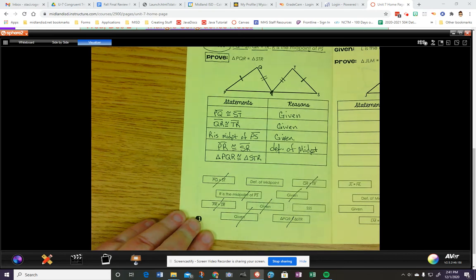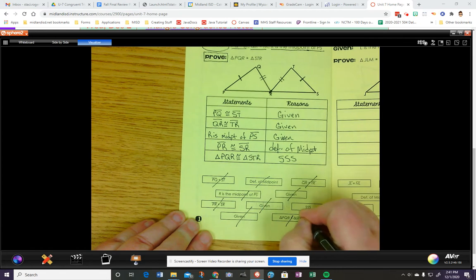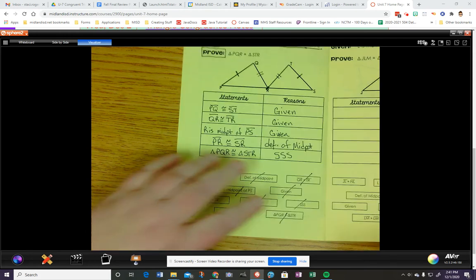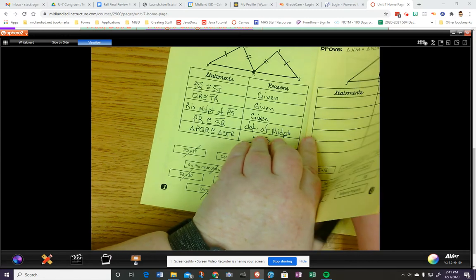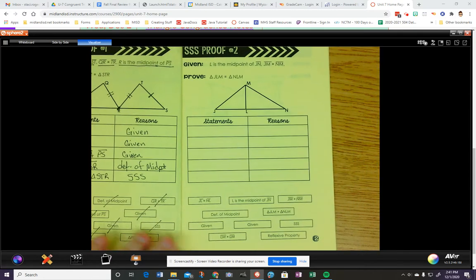Okay, so now we've used that. The only thing we haven't used is side, side, side. So now we have side, side, side. Okay, you've written your first proof. Let's try another one that's a little bit different. This next one looks similar but different.